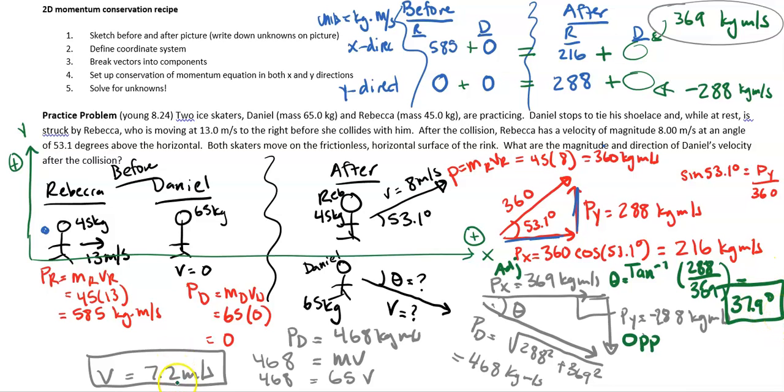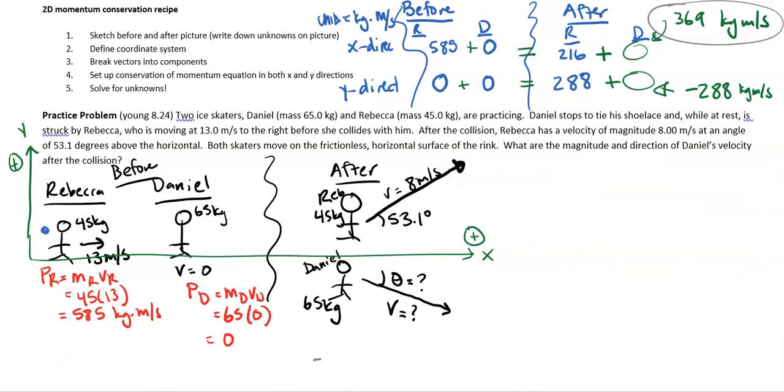So what I would do if I was writing that in a problem, I would say the speed of Daniel is 7.2 meters per second at 37.9 degrees below the horizontal, or I would just draw a little picture and draw that angle in on the picture. Okay, and one last little thing: when you're finding an angle, you need it in degrees, so make sure your calculator is in degrees, not radians.